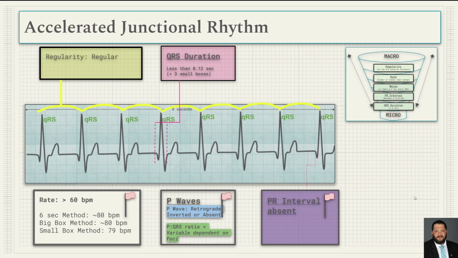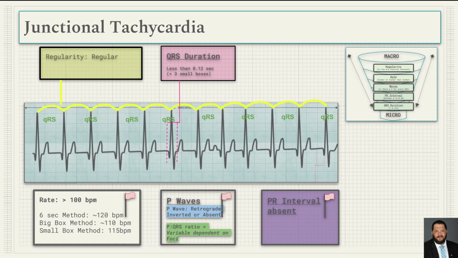60. When we have the same rhythm, but we accelerate the rate above the intrinsic firing rate, we have what's known as an accelerated junctional rhythm. This is a junctional rhythm with a rate greater than 60, but less than 100. Junctional tachycardia is the junctional rhythm, otherwise normal junctional rhythm, with a rate greater than 100. This would be junctional tachycardia.